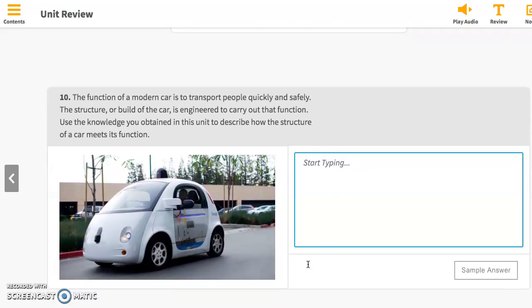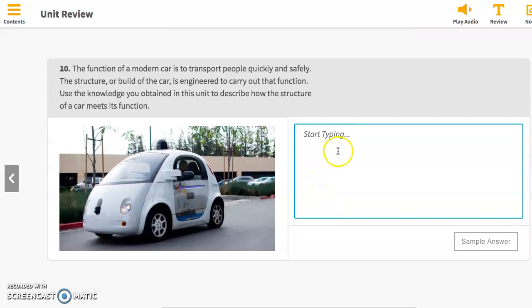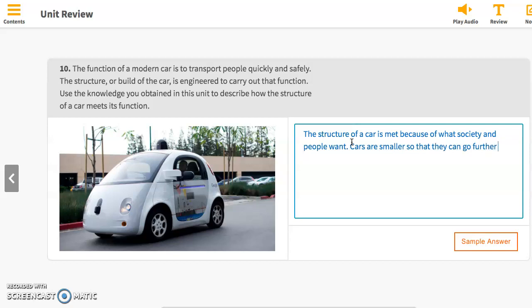The function of a modern car is to transport people quickly and safely. It's built and engineered to carry out that function. Okay. The structure of a car is met because of what society and people want. Cars are smaller so that they can go further with the gas that they have. They also have been made electric to save the environment.